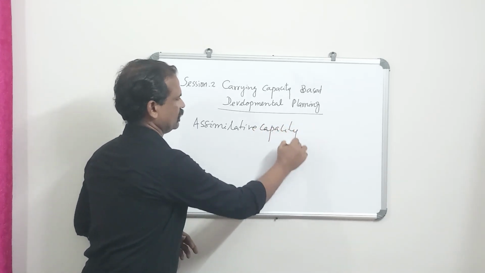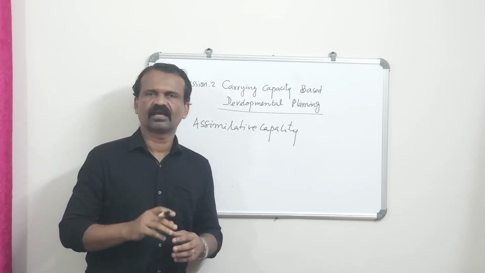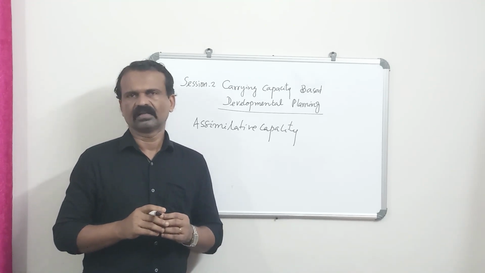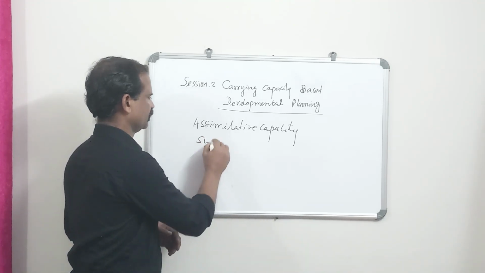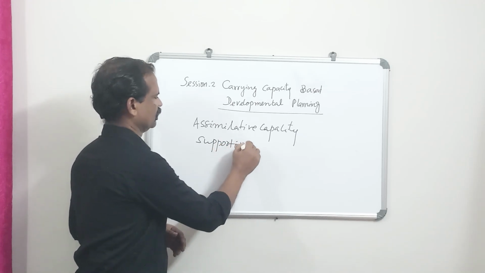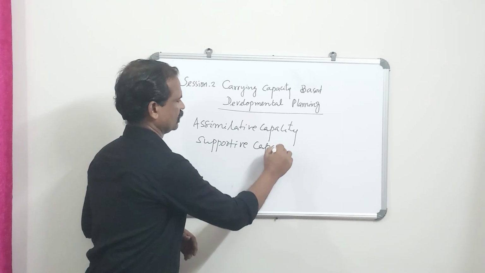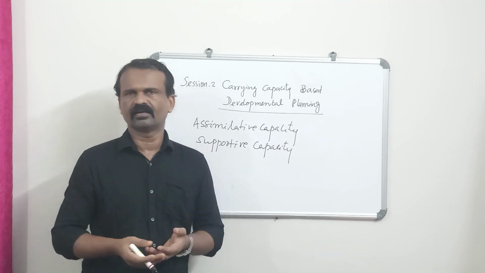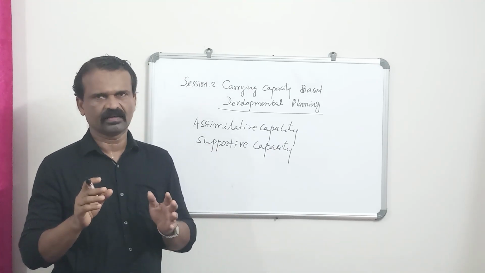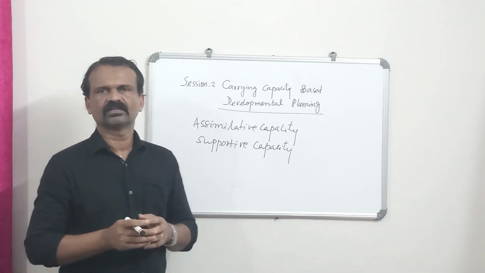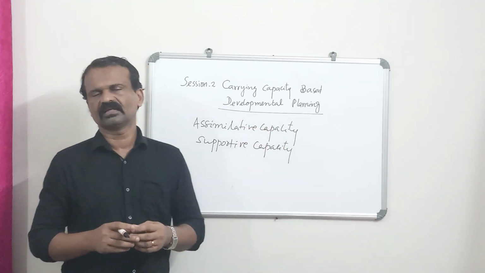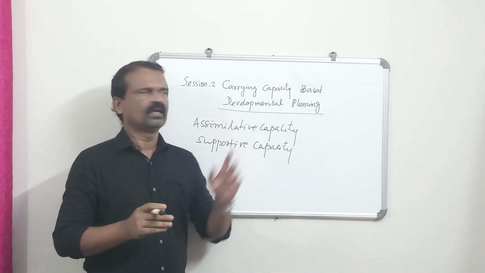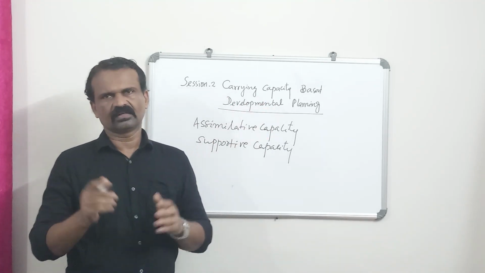And the second part of the definition of carrying capacity is the supportive capacity of the given region. Supportive capacity is the ability of a given planning region to provide resources for development. And when you find out the assimilative capacity of the region and also the supportive capacity of the region, it becomes the carrying capacity of that particular region.